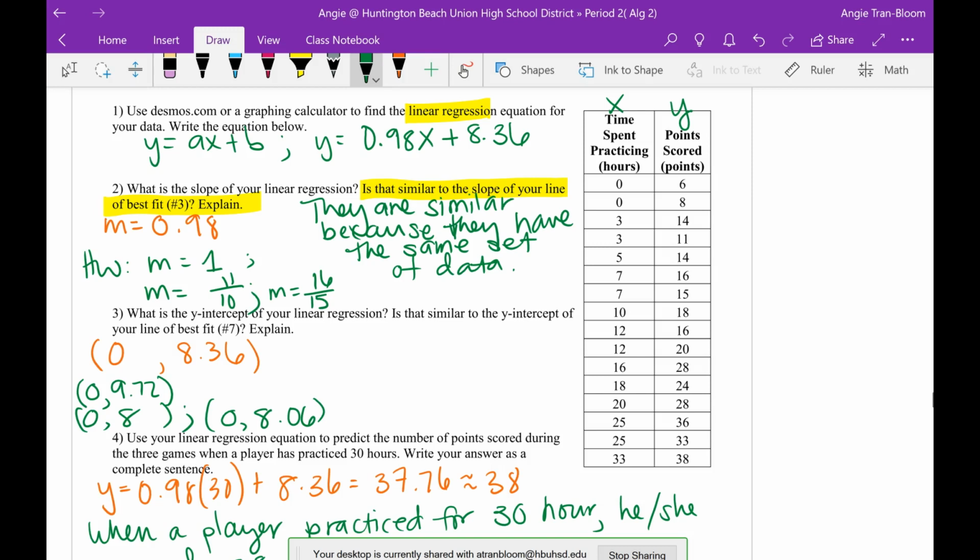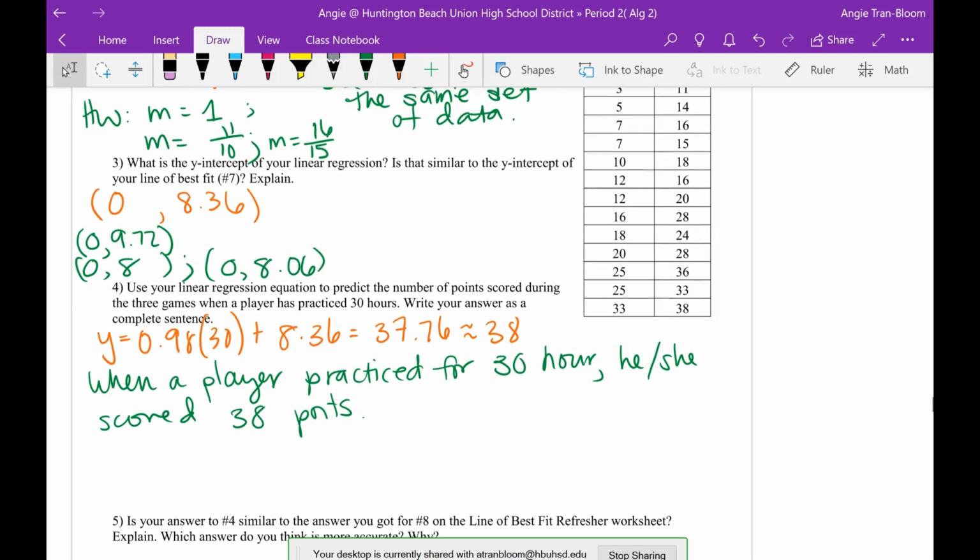because the 2 points are based on the line that you drew, right? What if your line is slightly different from the next person's? So that's why graphing by hand is never the most accurate. You try your best and we eyeball it, but it's not always as good as the calculator or computer. So again, write that down. It's asking, is that similar to the y-intercept of your line of best fit, and explain. Yes, it's similar because the data are still the same. They are similar because you're using the same set of data.